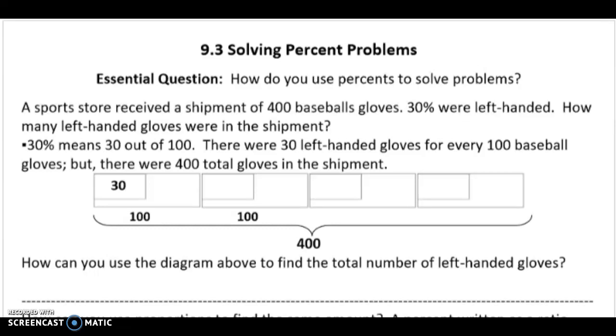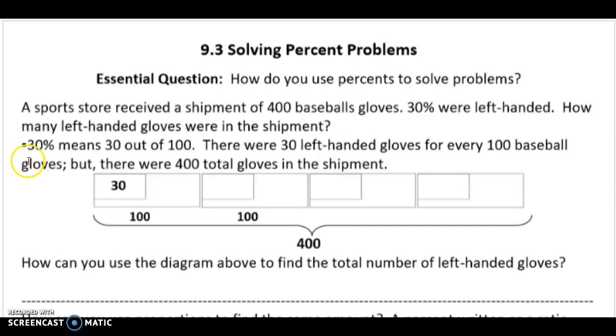This is lesson 9.3, solving percent problems. Our essential question is, how do you use percent to solve problems? In the example below, a sports store received a shipment of 400 baseball gloves. 30% were left-handed. How many left-handed gloves were in the shipment?